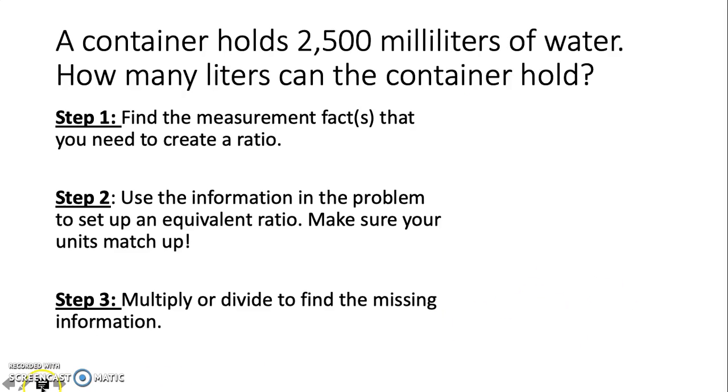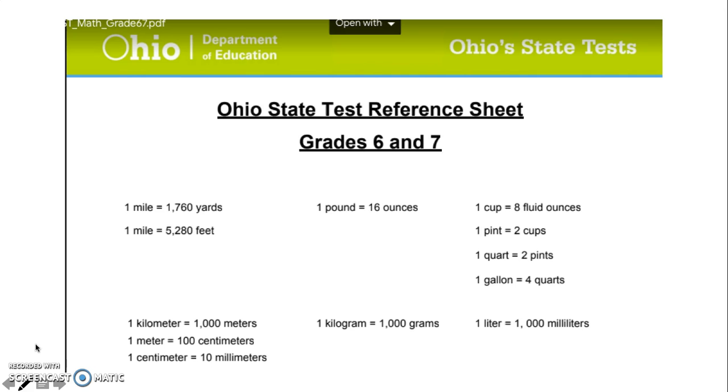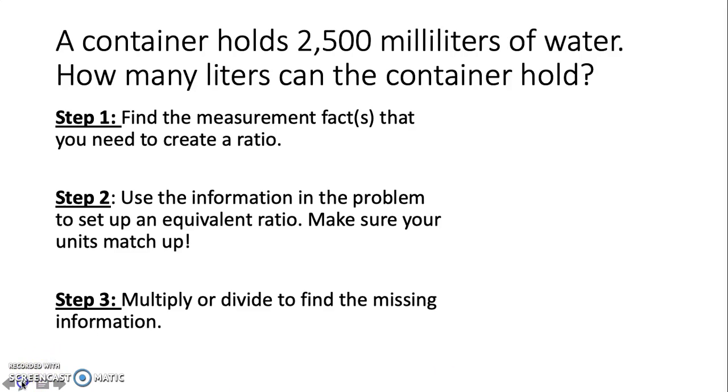Alright, next one. A container holds 2,500 milliliters of water. How many liters can that container hold? Once again, step one, find the measurement facts that you need to create the ratio. We're going to go back to our reference sheet, and we want to know between milliliters and liters. We're going to look through, and oh, there it is. 1 liter is equal to 1,000 milliliters. Let's write that down. 1 liter is equivalent to 1,000 milliliters.